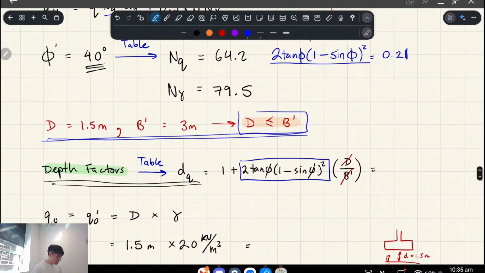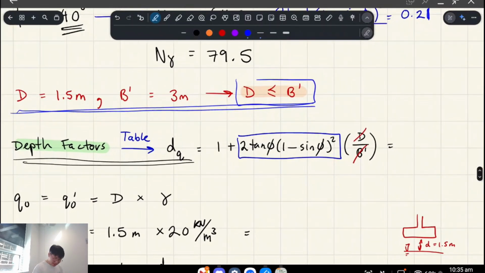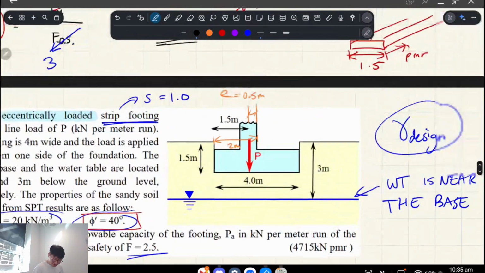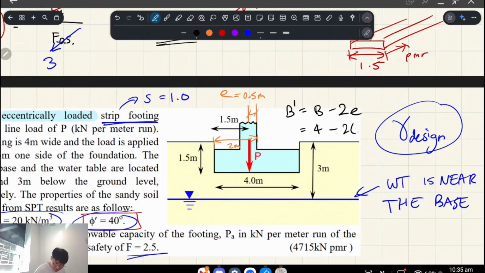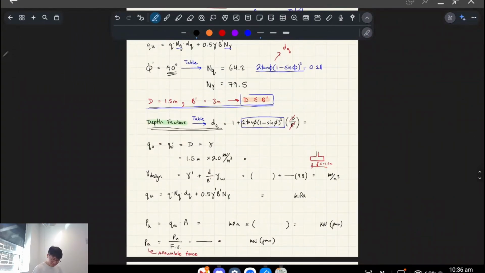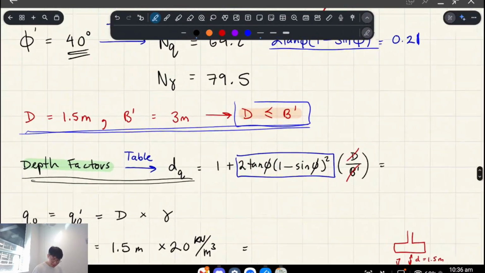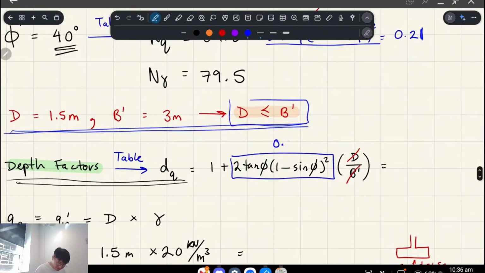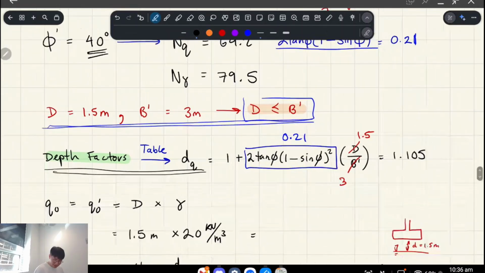Okay. And oh, sorry, I never calculated B dash. B dash is B minus 2E, right? So that's 4 meters minus 2 times 0.5. B dash is 3 meters. Okay. Makes sense for B dash. All right, this whole thing turns out to be 0.21. The depth is 1.5, and B dash was 3 meters, right? So when you plug all this in, we've acquired the DQ factor.